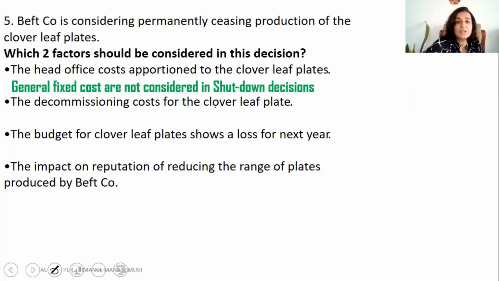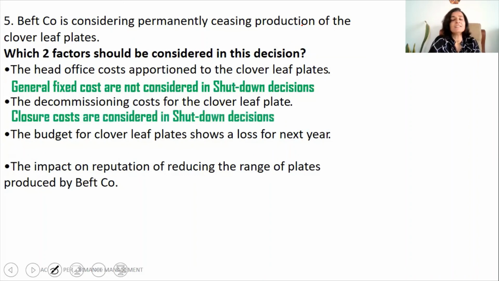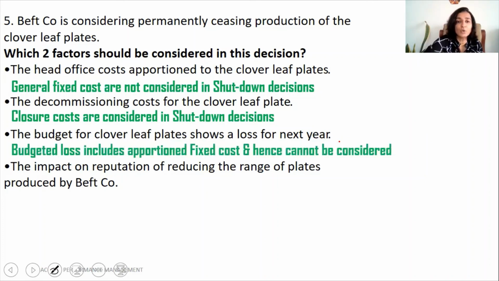The decommissioning cost for the clover leaf plate. These are nothing but the closure cost. Closure costs are considered in shutdown decisions. Now, the budget for clover leaf plates shows a loss for next year. Now, loss for next year will always include a portion of the apportioned fixed cost. So that is not something that you have to consider. So budgeted loss includes a portion of fixed cost and hence cannot be considered.